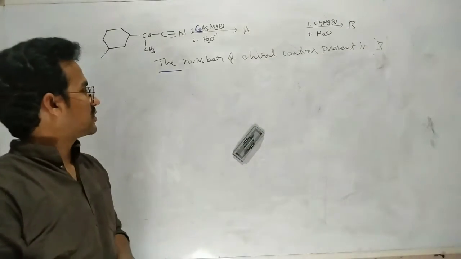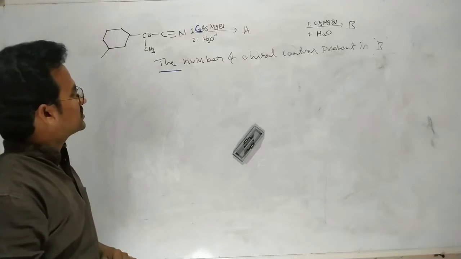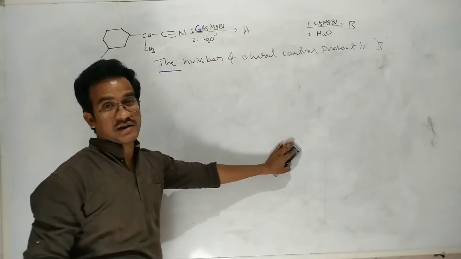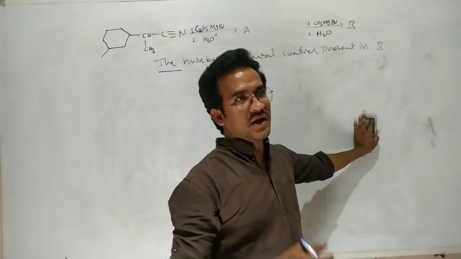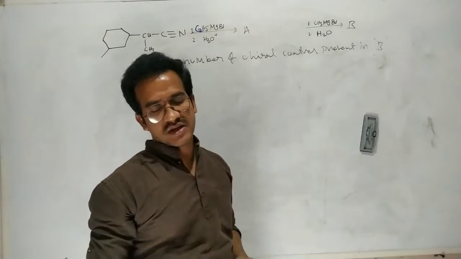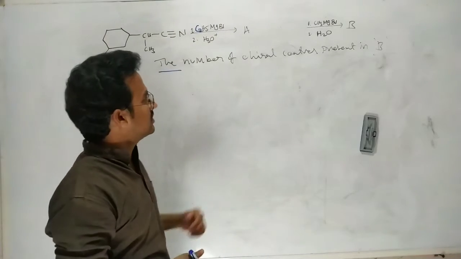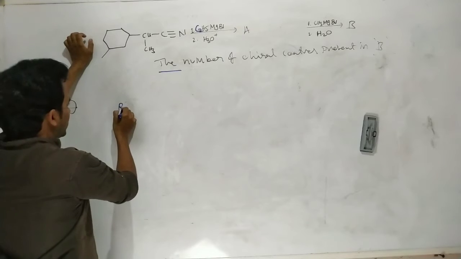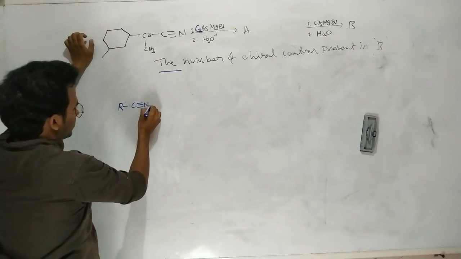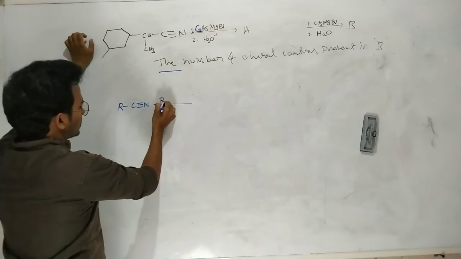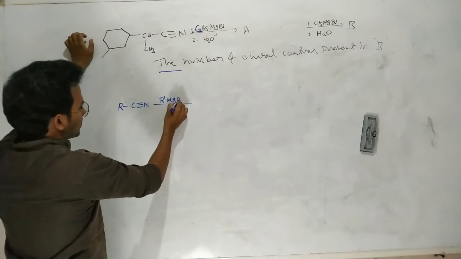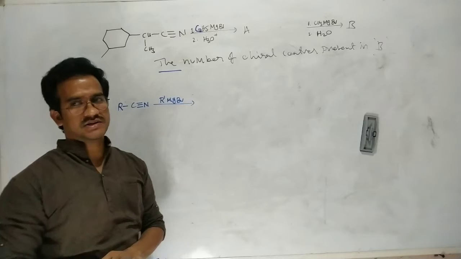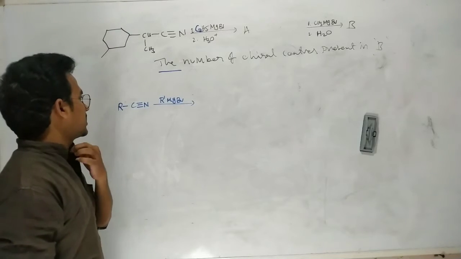First of all, let us try to know the reaction of the alkyl cyanide with the Grignard reagent. The reaction of the alkyl cyanide with the Grignard reagent is a little bit different from the esters and acid halides. See this one. Any alkyl cyanide, RC triple bond N, on reaction with R' MgBr, a Grignard reagent. Here I am explaining the general reaction of the alkyl cyanide and this Grignard reagent.